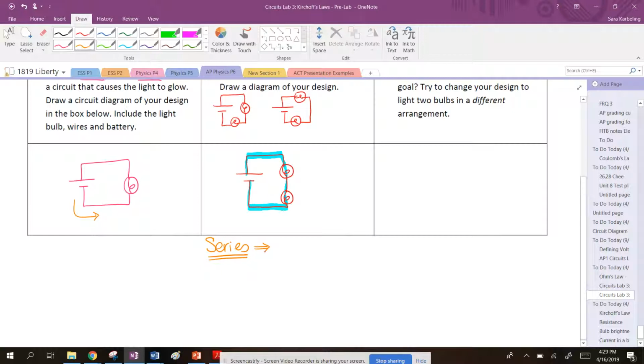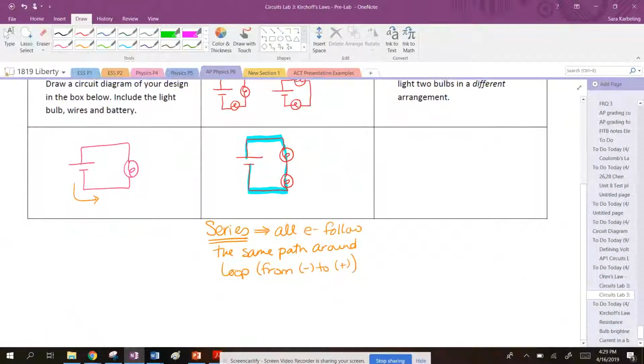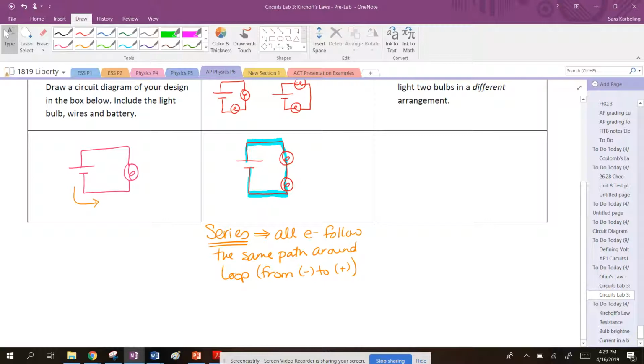And in a series circuit, the thing that makes it a series circuit is that all of the electrons follow the same path around the loop. And by around the loop, I mean from the negative terminal to the positive terminal. Okay, so they all follow the same path. You may have noticed and reflected in the question below that the result of this series circuit was that the bulbs became dimmer.